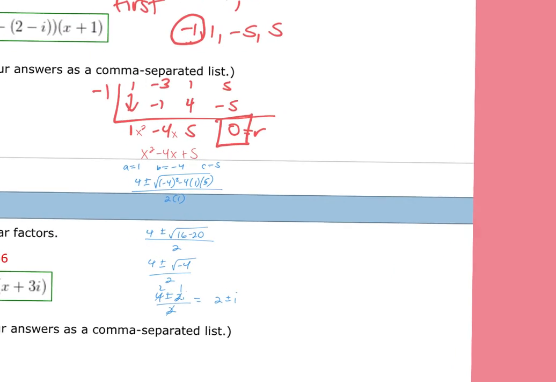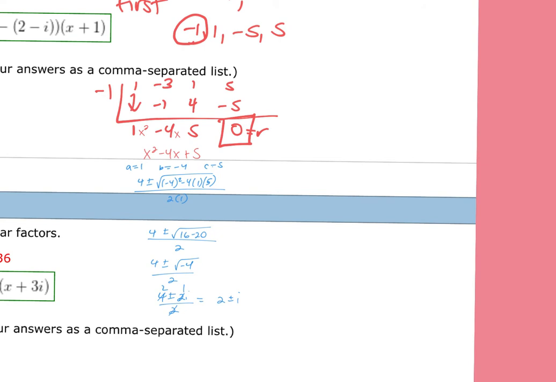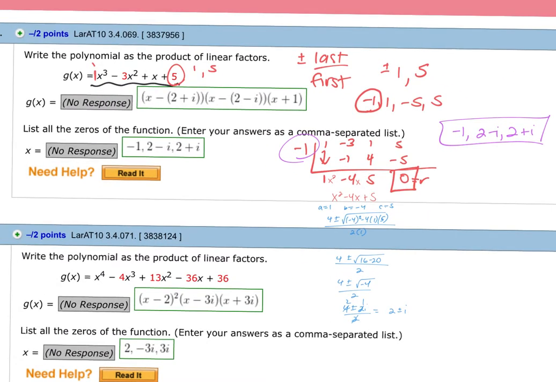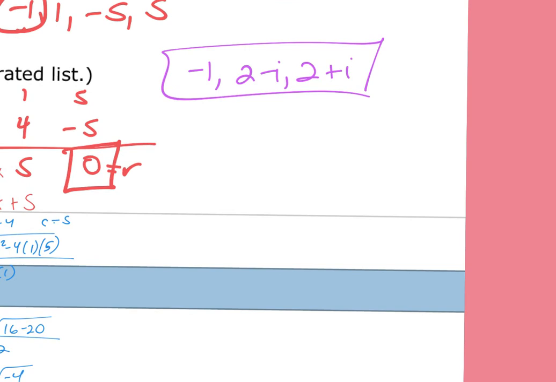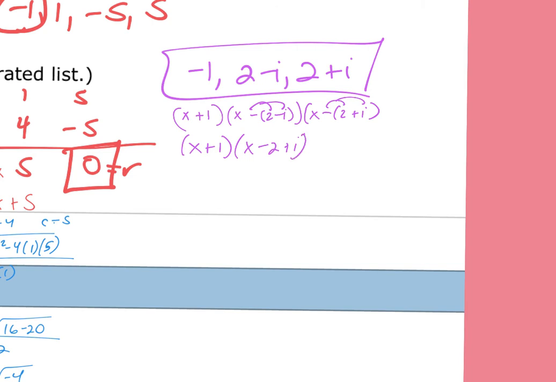So when you go to list all your zeros, you get the -1 from here, and then you get 2 minus i, and you get 2 plus i. Those are the zeros or the roots or the solutions, right? That's if I listed it. Then it says to write it as a product of linear factors. So I do x minus each one of those. x minus a -1 becomes x plus 1. x minus 2 minus i, and x minus 2 plus i. I just do the negative to remind myself that that gets distributed to both. So then it should be x minus 2 plus i and x minus 2 minus i. And then those are the linear factors.